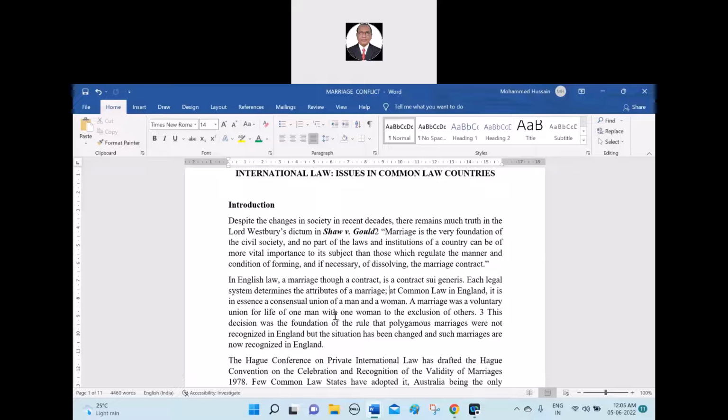Of course, certain places are there, but now only one husband and one wife. So this decision was the foundation of the rule that polygamous marriages were not recognized in England, but the situation has changed and such marriages are now recognized in England.